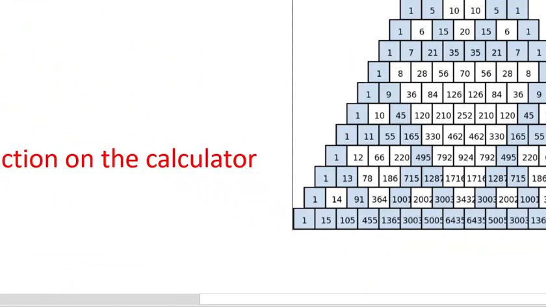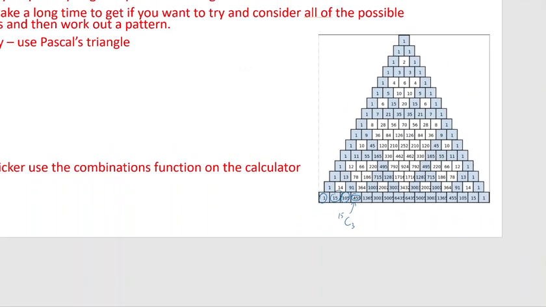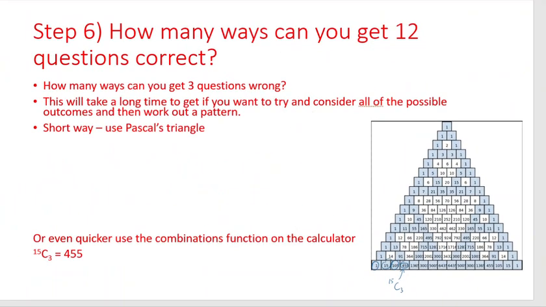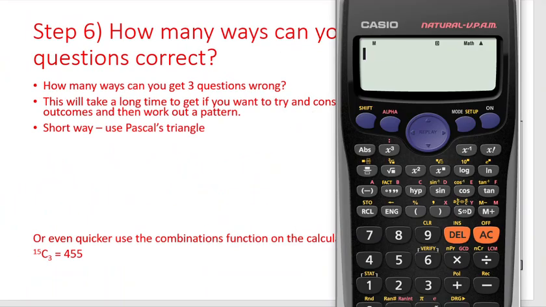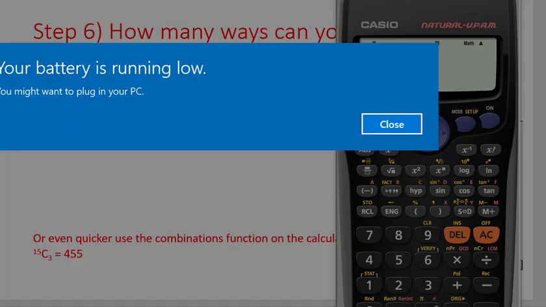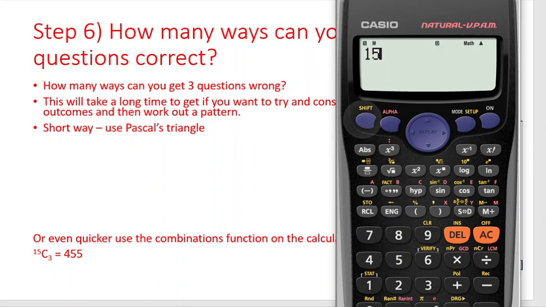Obviously we can look at Pascal's triangle and look down here and say, okay, well 455 is the next one in the pattern that was following along here. Now, that is also a combination of 15C3. So we could also use the calculator here to simply go shift, 15 C 3, and that gives us 455.